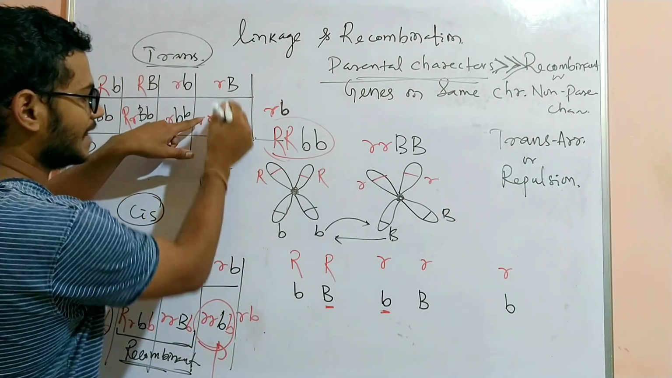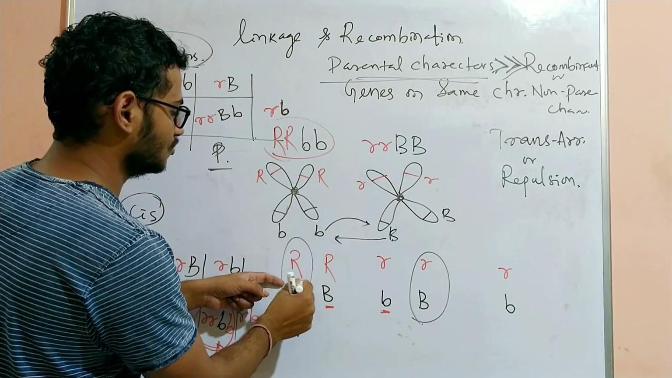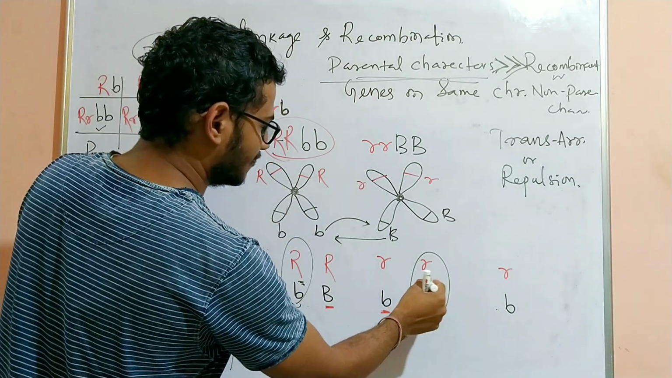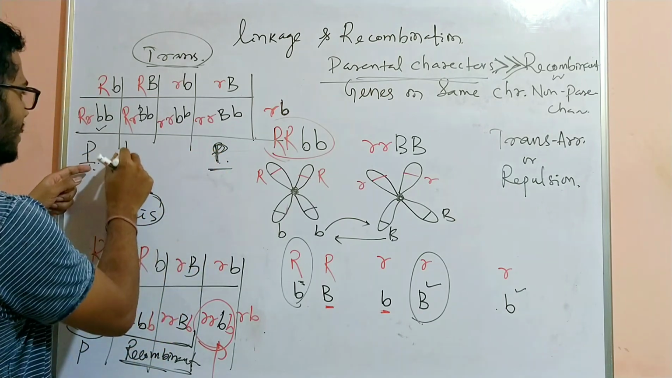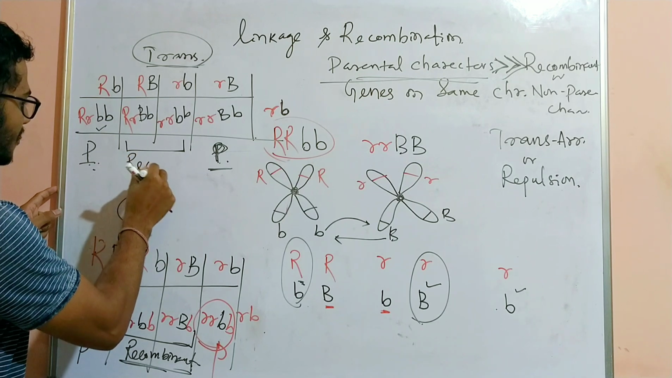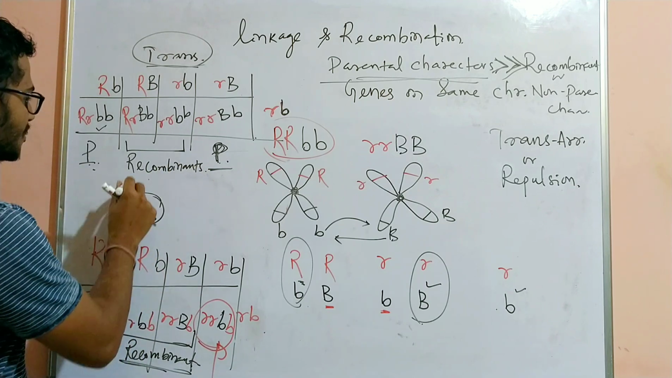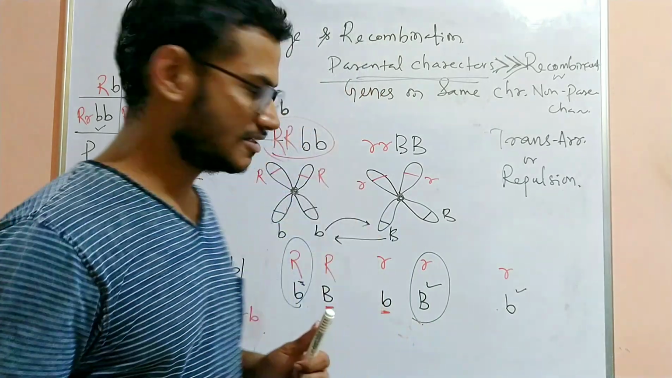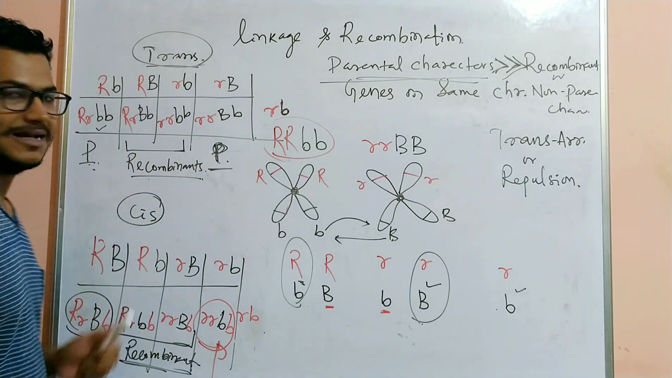Why? Because this gamete is parental, and this gamete is parental. So the fusion of these gametes with the double recessive one results in parental combinations, whereas the two in the middle result in the formation of recombinants. So these two are non-parental. As a result of the cross, we will have two recombinant varieties and two parental varieties.